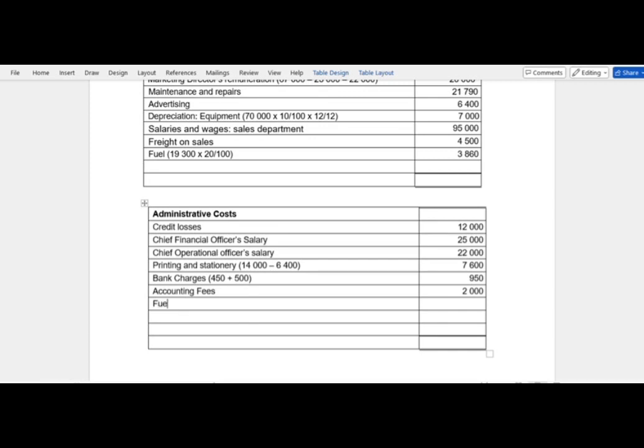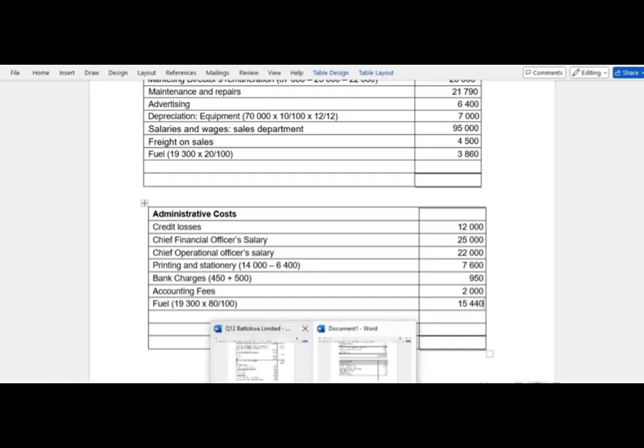And then the other 80% goes to administrative cost, which is going to be, we're just going to say fuel as well. Fuel, you open brackets, you do your calculations right there, is going to be 19,300 multiplied by 80 divided by 100. Okay, and then you're gonna get your answer right there. So let's put that on the calculator as well and see how much we are getting. 19,300 multiplied by 80 divided by 100, and then I am getting 15,440. All right, and then I am done with this one.